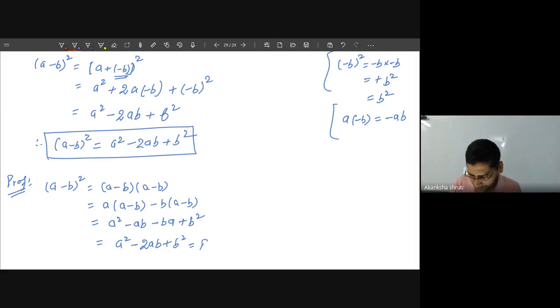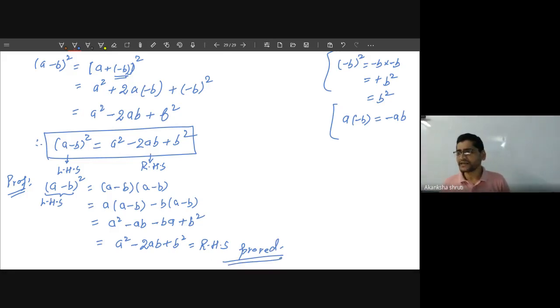So this is our RHS. We started with the LHS, the left hand side of the identity, and we have reached the RHS. This way it is proved. So whatever the general method of multiplication is, that is applicable everywhere, you can apply.